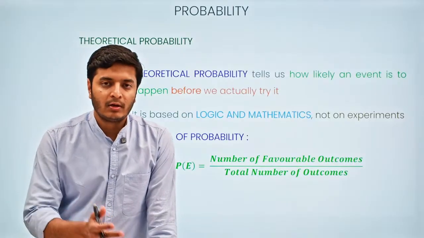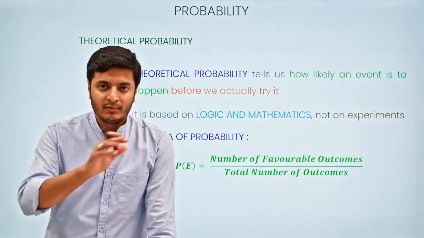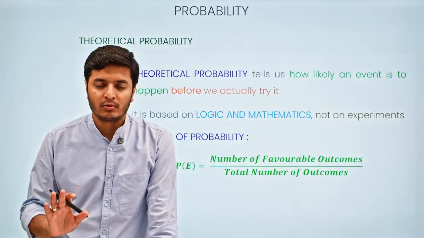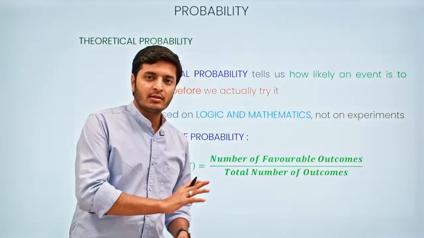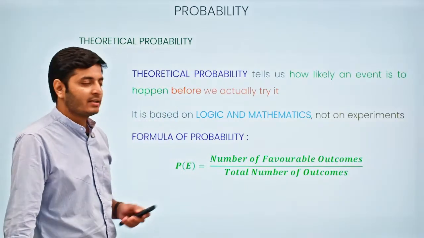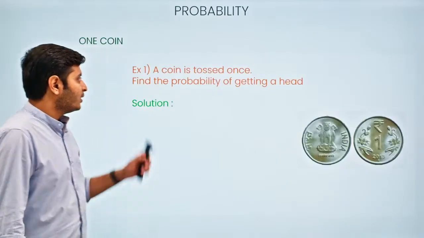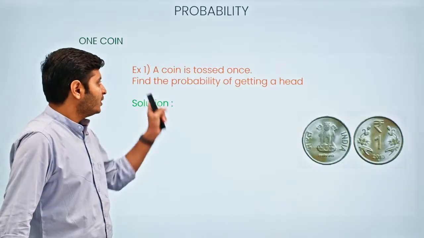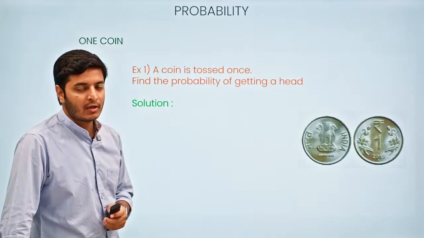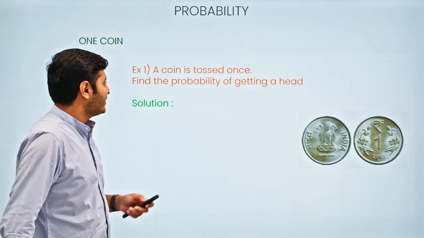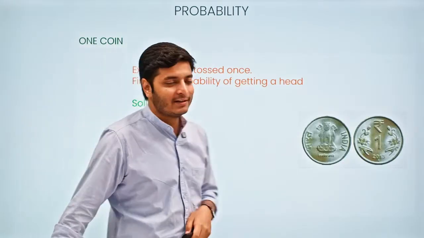Out of the total number of outcomes, what is your favorable outcomes? That number divided by the total number of outcomes is your probability. Very easy. You're going to understand this when we see some examples. Let me show you that. Example number one: a coin is tossed. A coin is tossed once. Now find the probability of getting a head.